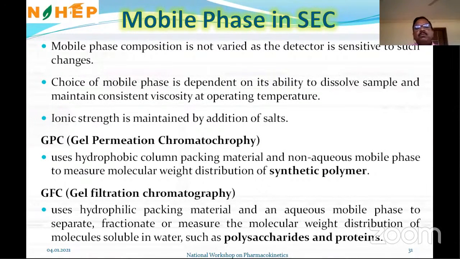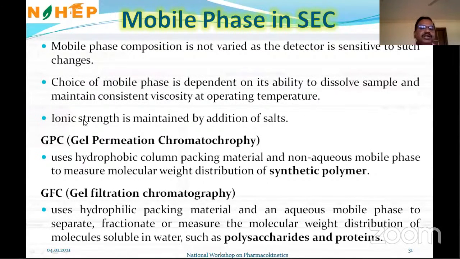So coming to the mobile phase in size exclusion chromatography. The mobile phase composition is not varied in size exclusion chromatography. It is uniform throughout the run because the detector is sensitive to such changes in the mobile phase. So the detector mainly detects the eluent based on the mobile phase sensitivity.